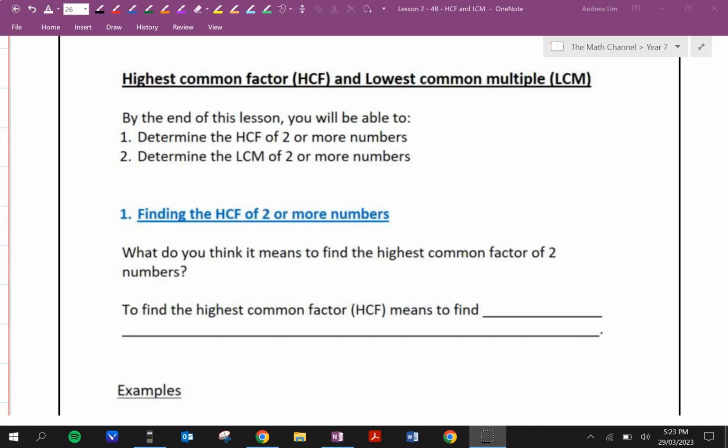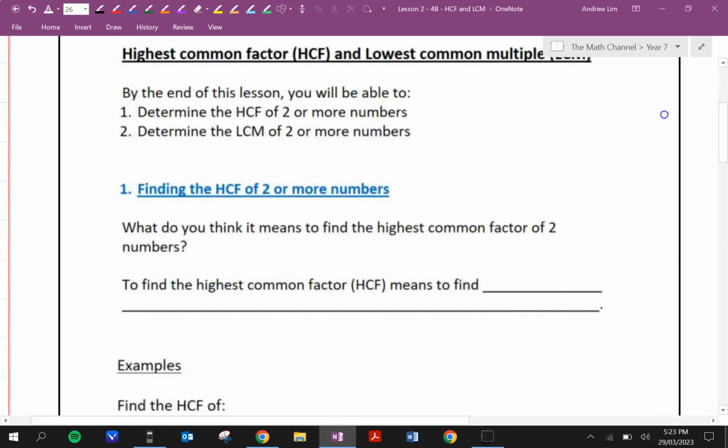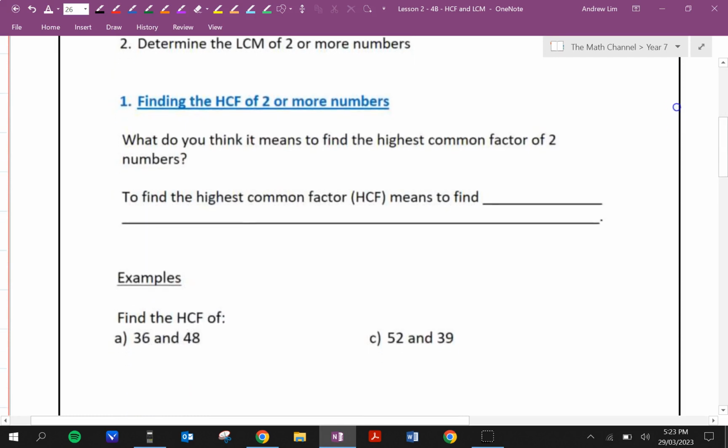It's your teacher, Miss Lim here, and in this video we're going to be looking at highest common factor, HCF, and lowest common multiple, LCM. By the end of this lesson you'll be able to find the highest common factor and the lowest common multiple of two or more numbers. So let's first start off with the highest common factor.